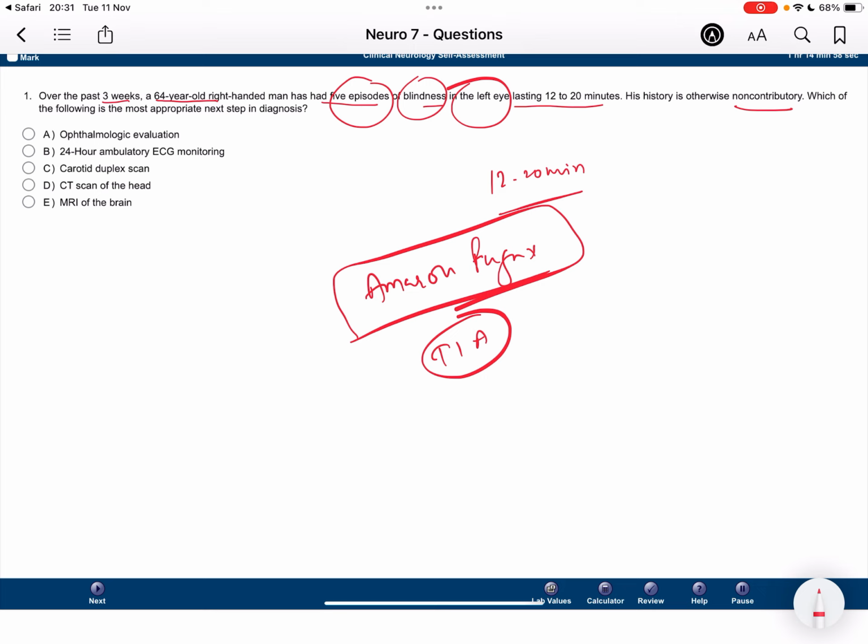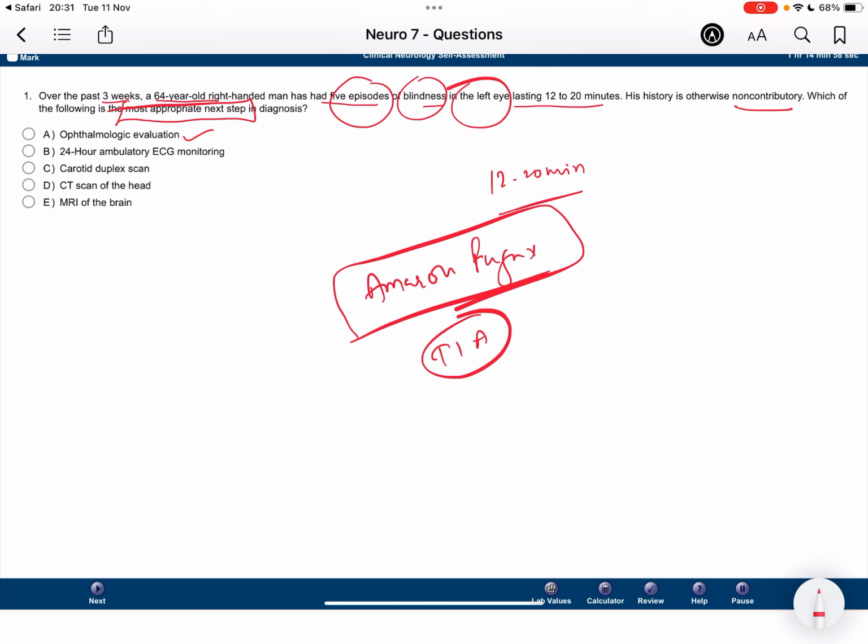So here comes the answer. Which of the following is the most appropriate next step in the diagnosis? Ophthalmological evaluation. Yes, I can do an ophthalmological evaluation in cases where I have got a sudden onset painless loss of vision, usually suggesting central retinal vein occlusion or branched retinal vein occlusion or an arterial occlusion, or vitreous hemorrhage is one thing I would like to think of. But this patient has got 5 episodes of blindness, which points to recurrent episodes that are happening.